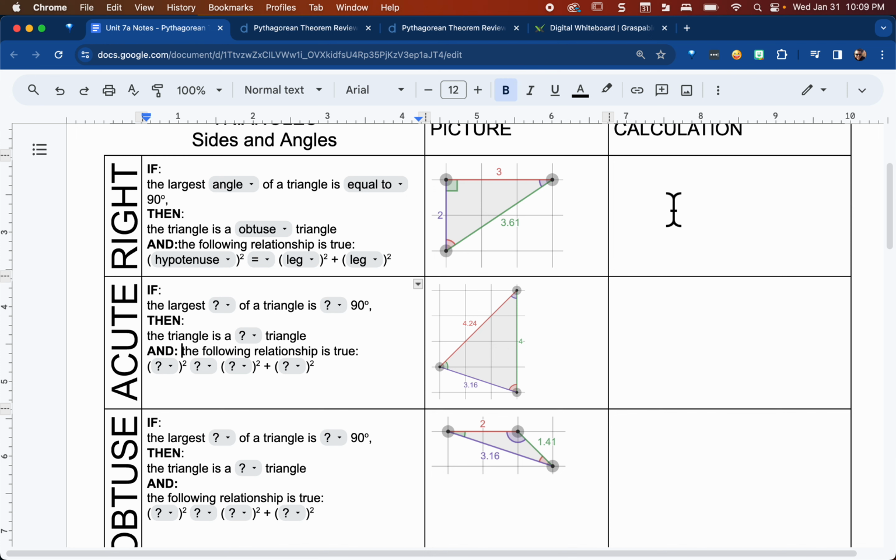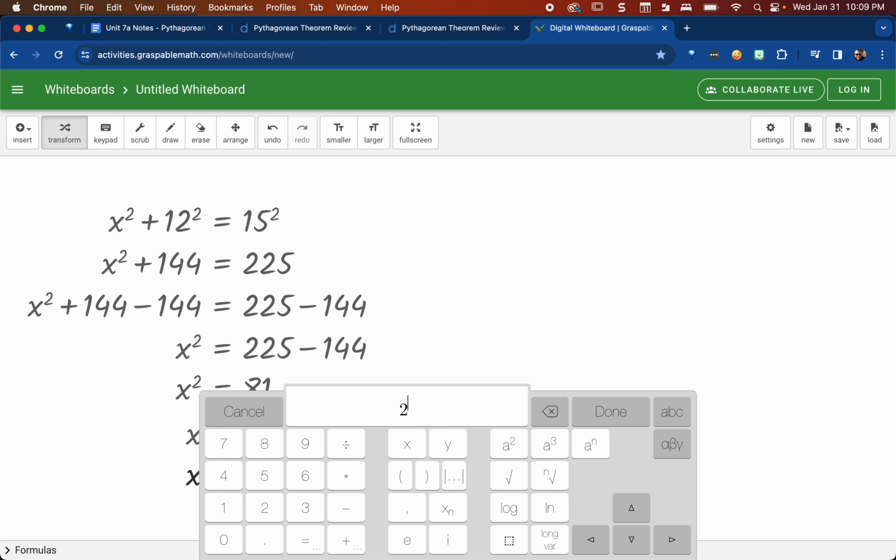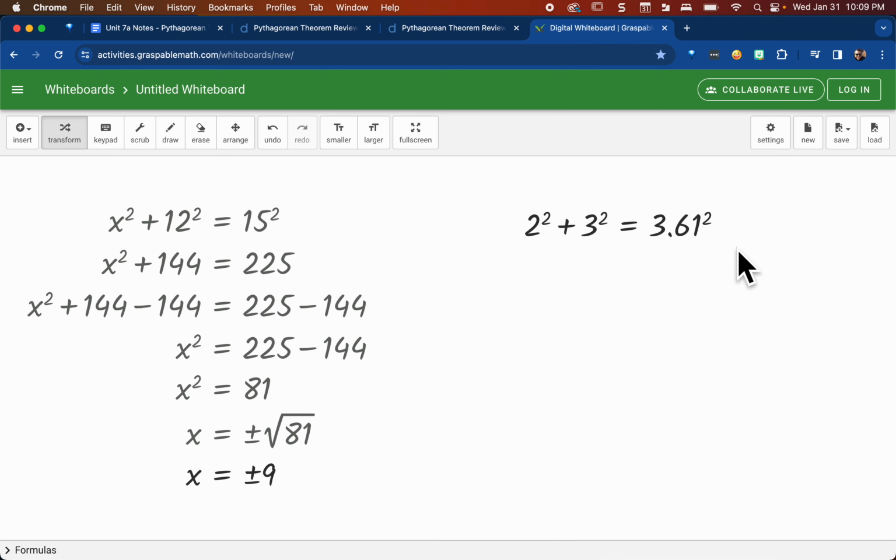And what I want to see is a calculation that checks to see if those things are equal. Well, let's use math.new to check that calculation. We have 2 squared plus 3 squared, and we're trying to check if that is equal to 3.61 squared. Now, this is an approximation, so we just need to be very close. Well, 3.61 squared is about 13.032, and 9 plus 4 is 13. Those are close enough. If we're within kind of a tenth, we're looking really good. So that's good evidence there.